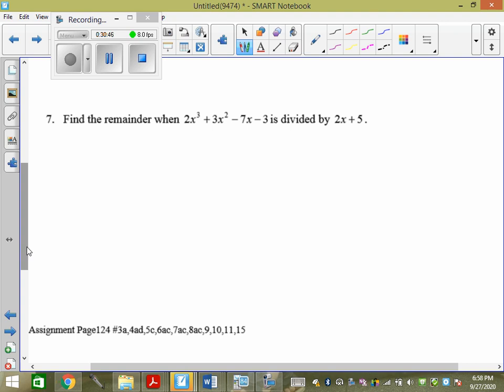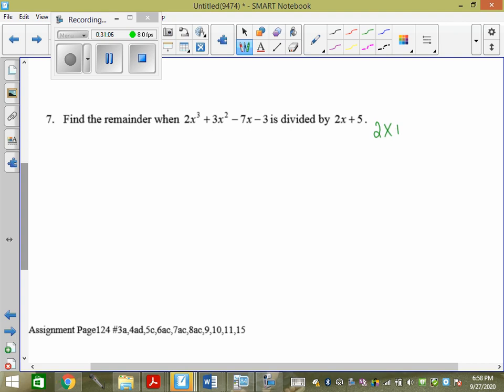So this one is find the remainder when 2x cubed plus 3x squared minus 7x minus 3 is divided by 2x plus 5. The difference here is I don't have x plus 3 or x minus 4 or x plus 5. I have 2x plus 5. So you still just solve for it. You're just going to get a fraction.